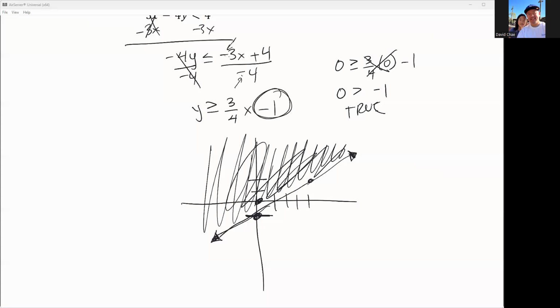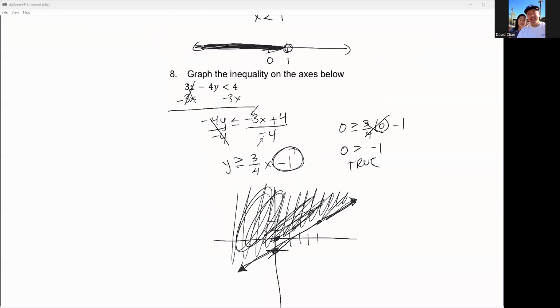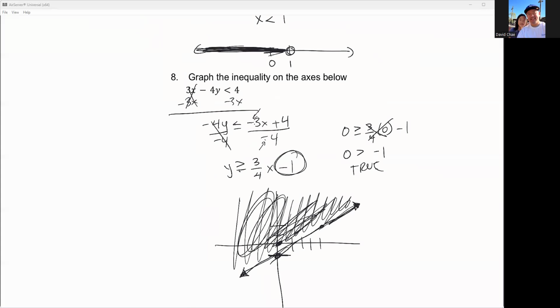Also make sure that this is a solid line. Remember that? A solid line, because there's an equal to sign. If there was no equal to sign, what would happen? It would be a dashed line. On that one, I think there was, right? Wasn't there an equal to sign? Oh, there is no equal sign. I'm sorry. I made it up. So then it should be a dashed line. Thank you.